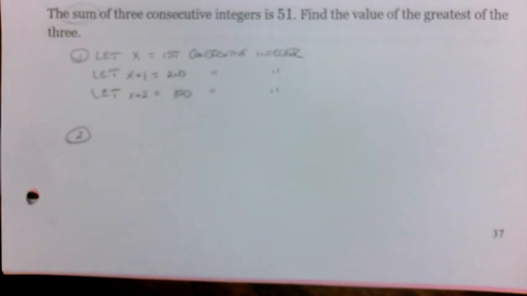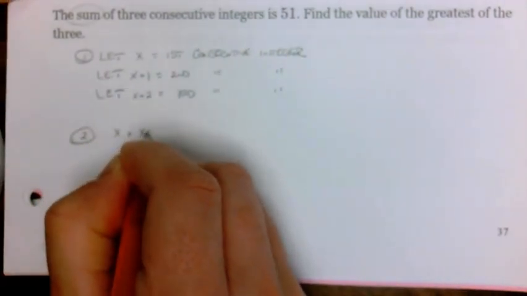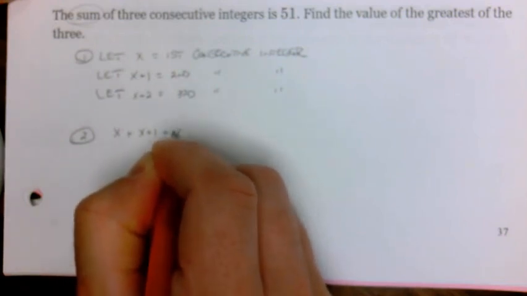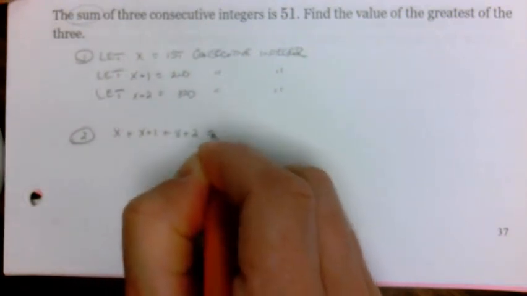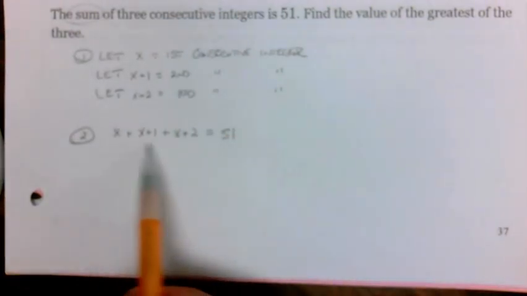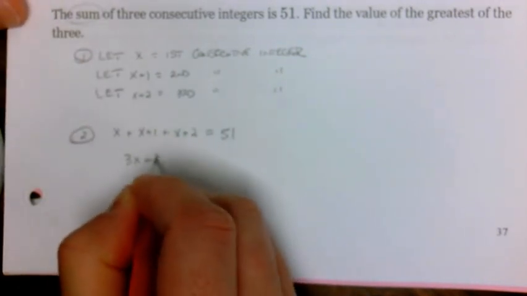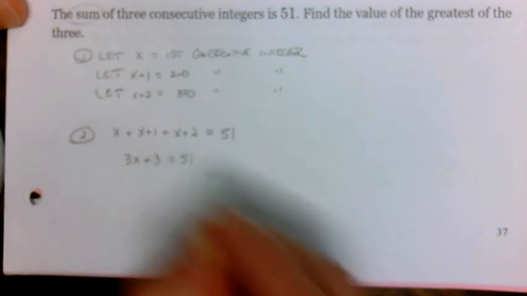Again, it says the sum of the three consecutive integers is 51. So I'm going to take the first one, x. I'm going to add it to the second one, x plus 1. I'm going to add those to the third integer, x plus 2. And their sum is 51. Let's go ahead and simplify here on the left. x plus x is going to be 3x. And 1 plus 2 is 3. So we get 3x plus 3 equal to 51.